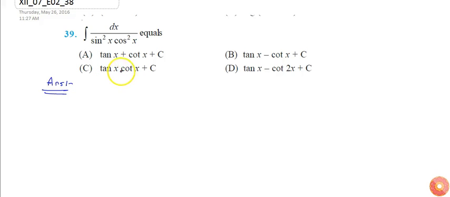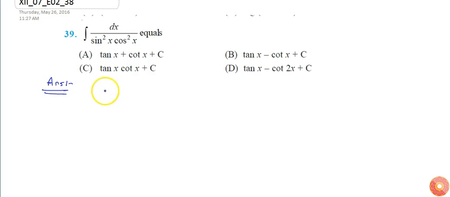In this question, since the options are in tan x and cot x form, and we know that the derivative of tan x and cot x is sec square x and minus of cosec square x respectively, it gives the hint that we need to change the expression into sec square x and cosec square x. So we need to change it such that we can take integration, we can integrate separately.